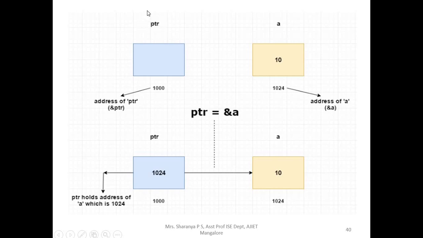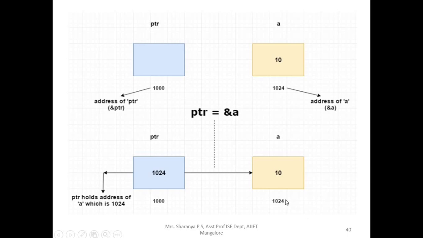With the PTR, there will be one variable PTR which will contain some address. By mentioning PTR equal to ampersand A, we are storing the address of the A variable in PTR. Now PTR will contain 1024 and PTR itself has the address 1000. This PTR is pointing to the variable A. That is what we refer to as a pointer. Indirectly, it is connected to the A variable.